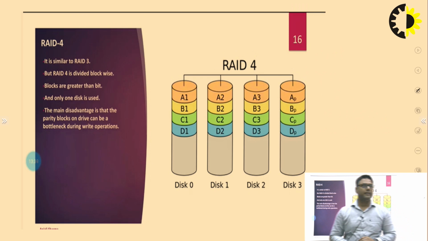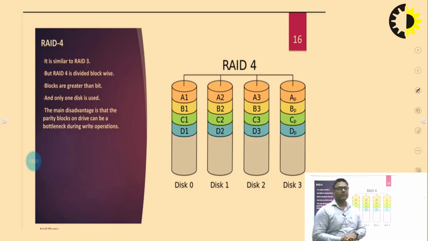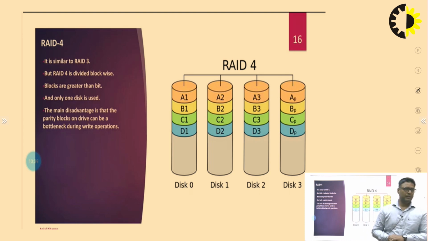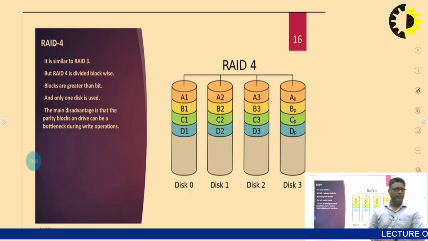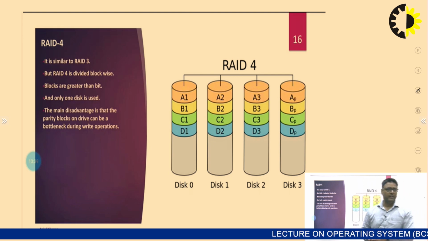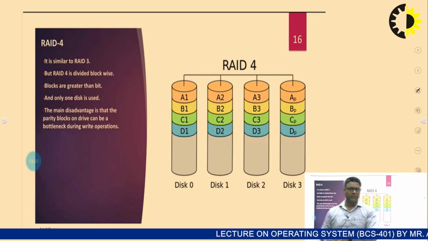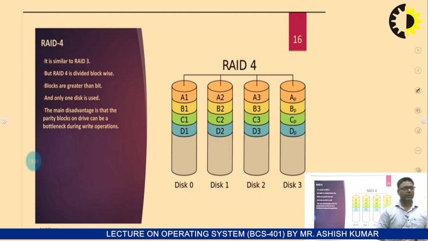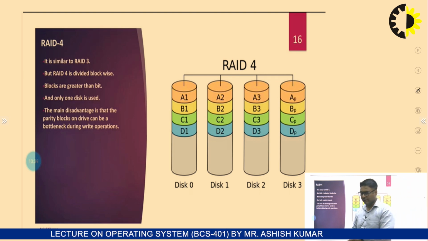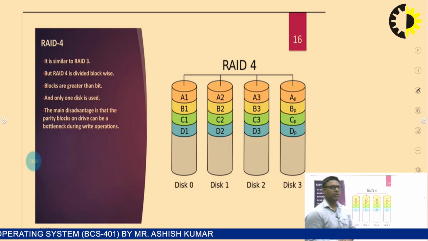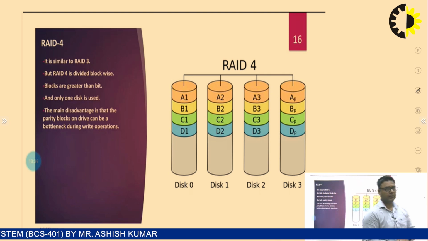Okay. Next is RAID 4. RAID 4 is also not commonly implemented because it is similar to RAID 3. Here the point is that blocks are greater than bits and only one disk is used for parity. The main disadvantage is that the parity drive can become a bottleneck during write operations. Bottleneck means that the maximum number of data fetching requests arrive here, so a bottleneck situation is created.